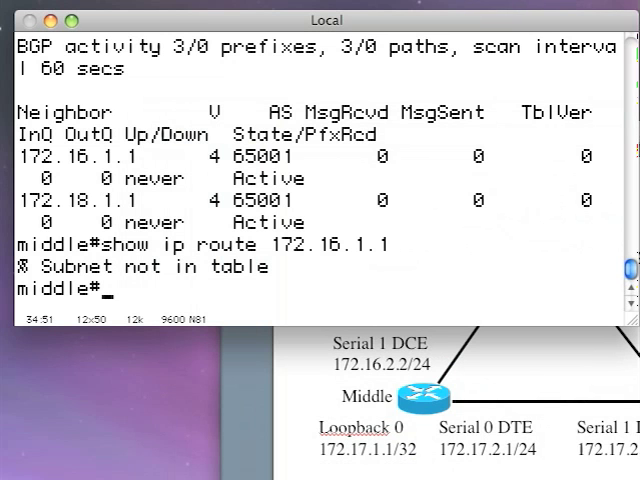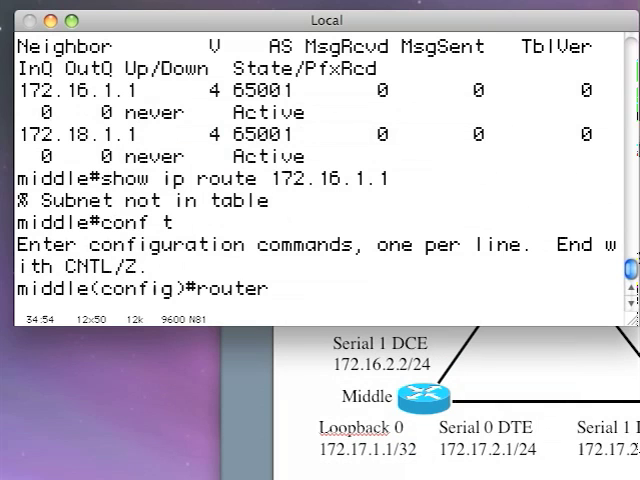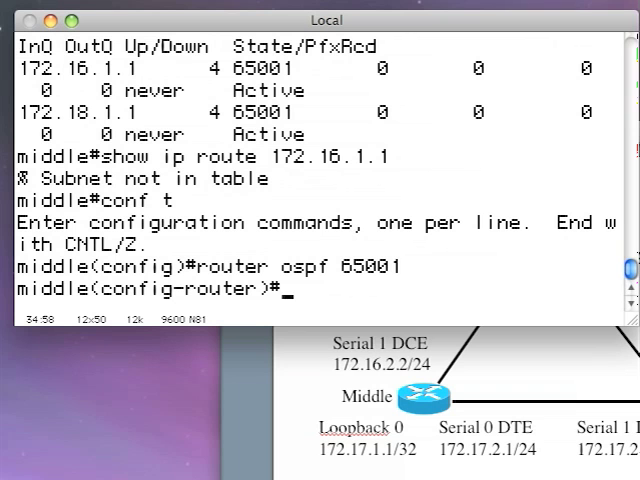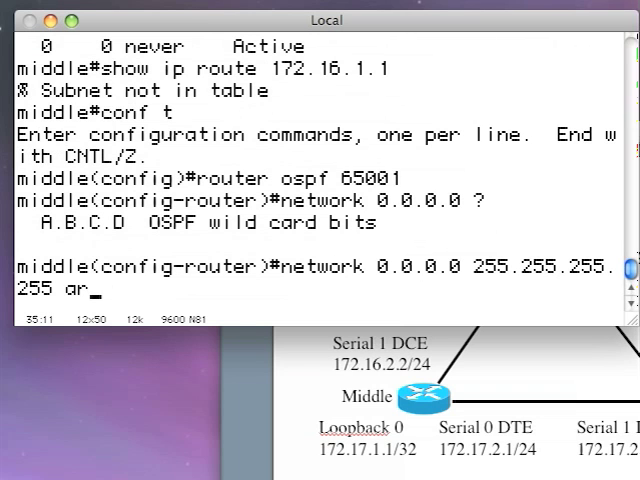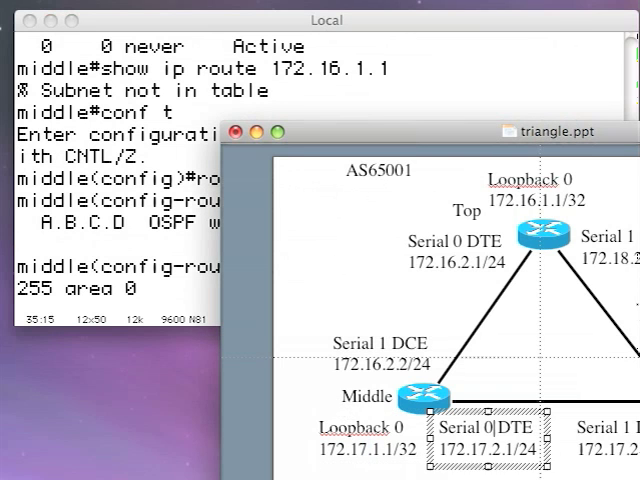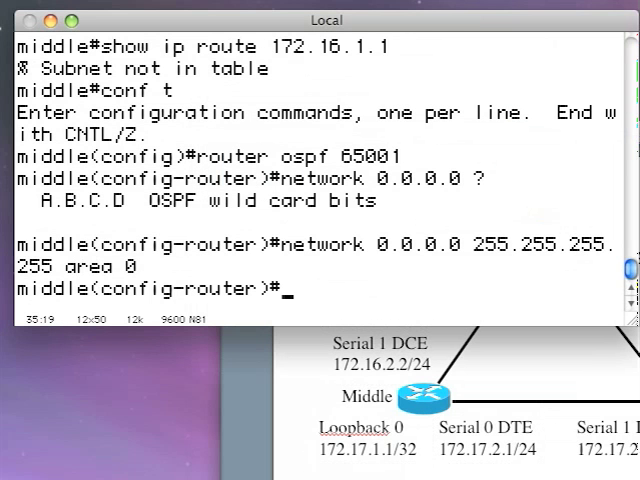Let's fire up OSPF. Conf T, router OSPF 65001. And network, let's use the simplest possible OSPF configuration. 0.0.0.0, and then don't care bits, 255.255.255.255, area 0. This will turn on OSPF on all of our interfaces, with all of the interfaces assigned to area 0.